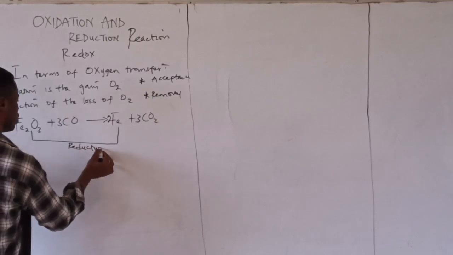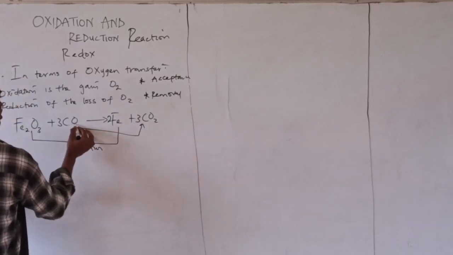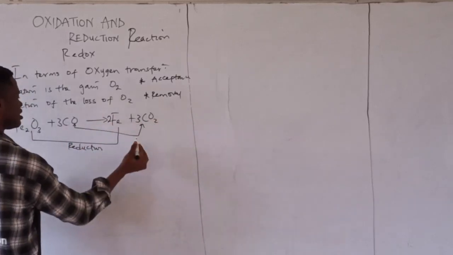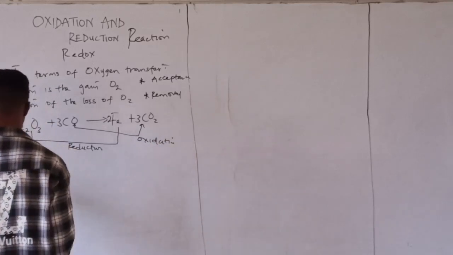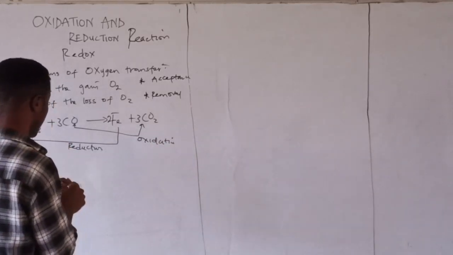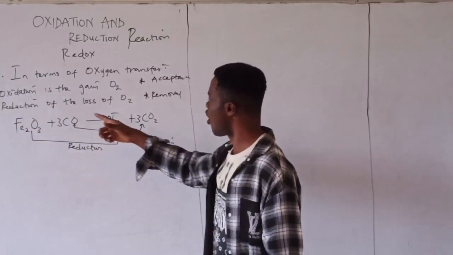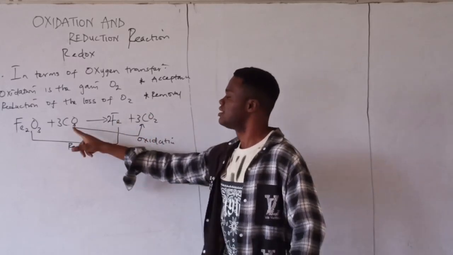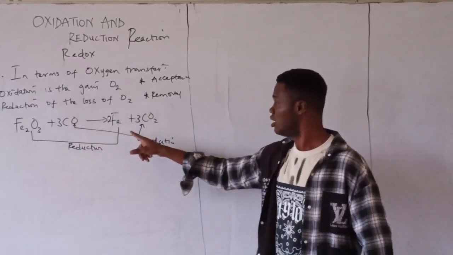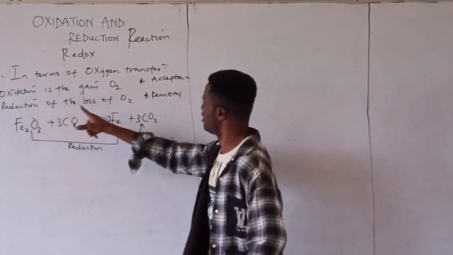What happens here is reduction, and what happens between this and this is oxidation. What happens there is oxidation. Alright, so let's go back a little bit. I say oxidation is the gain of oxygen. So looking at this reaction now, we can see that carbon monoxide gained more oxygen, right? And reduction is a loss of oxygen.